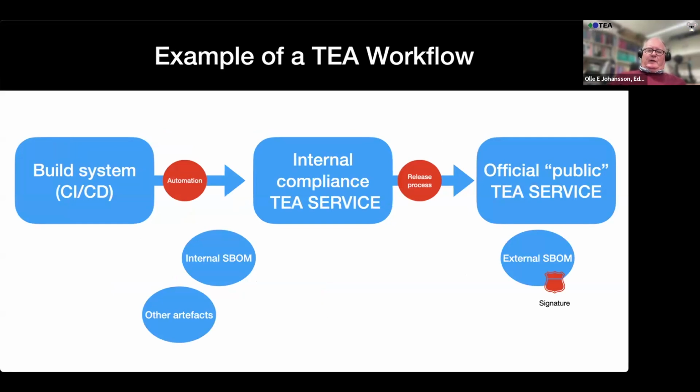We started to look into various publication workflows in order to sort out the requirements for the publication API. And we see that there's a need for automation from CI/CD systems, but in most cases, we realize that before publishing anything towards the customers, an internal compliance or legal or some other service will need to approve. There needs to be a release process to publish something on the official public-facing TEA service.